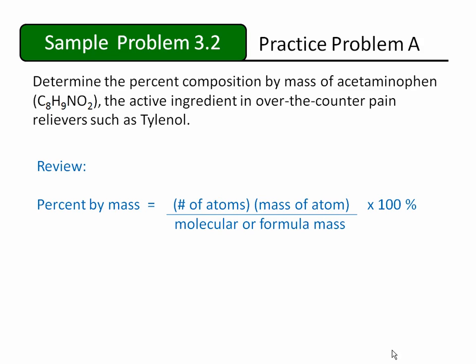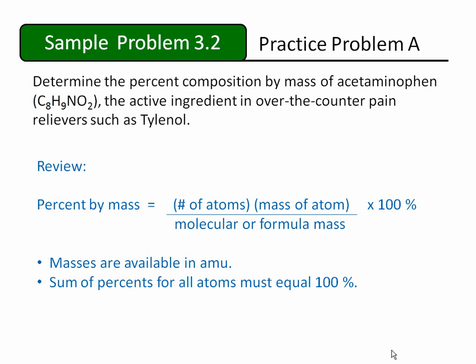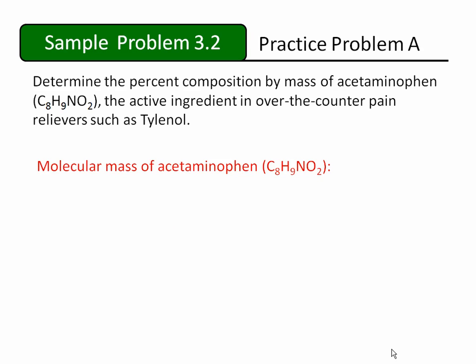The mass of each atom will be the average atomic mass that's reported on the periodic table. Our mass units will be recorded in AMUs. Finally, this should be a problem that's really easy to check because once we're finished, the sum of all the percents that we calculate should add to 100. If we begin by calculating the molecular mass, we'll be completing most of the work in this problem.